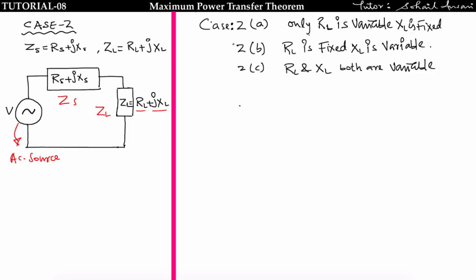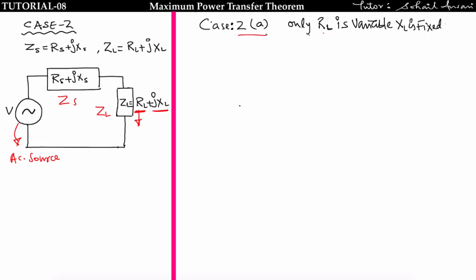Okay. So in this condition you will have three possible cases. First, when RL is variable and XL is fixed, meaning XL is fixed in the load and RL is variable. Second, when RL is fixed and XL is variable. And the third case, when RL and XL both are variable. So we will find the condition for maximum power transfer by considering them one by one. Okay, in case 2A, only RL is variable and XL is fixed.